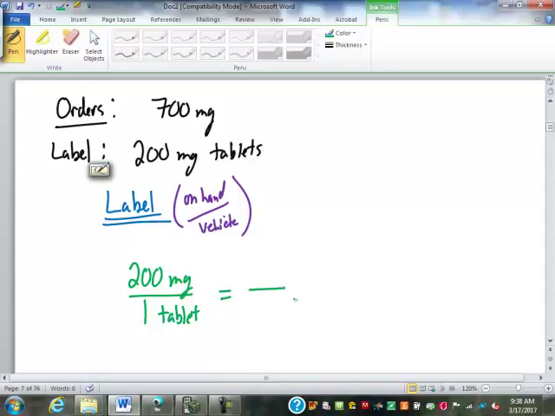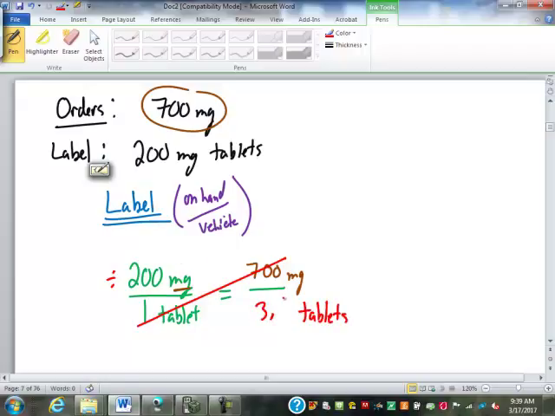Now on the other side, we have the doctor's orders, 700 milligrams. That is the same units as the 200 milligrams, so that has to go on top. We can cross multiply and divide. 1 tablet times 700 milligrams would be 700. It's milligrams times tablets. Then we're going to divide by the 200 milligrams. Well, the milligrams would divide out, so our units would be tablets. 700 divided by 200 is 3.5. So 3.5 tablets is what you would administer to that patient.